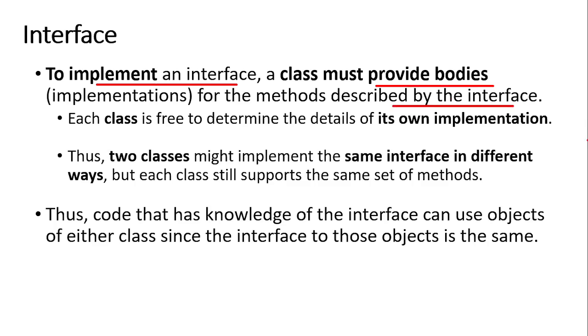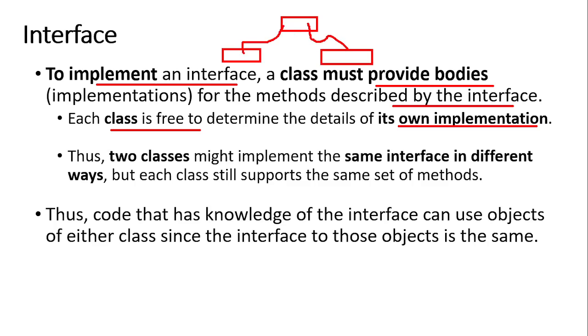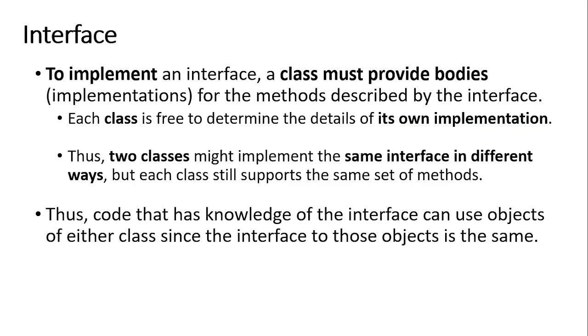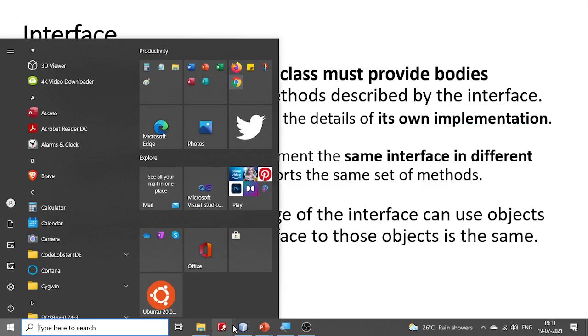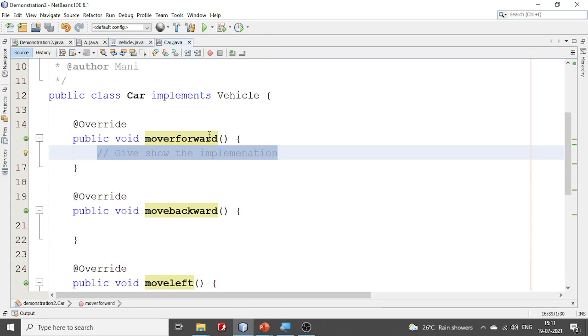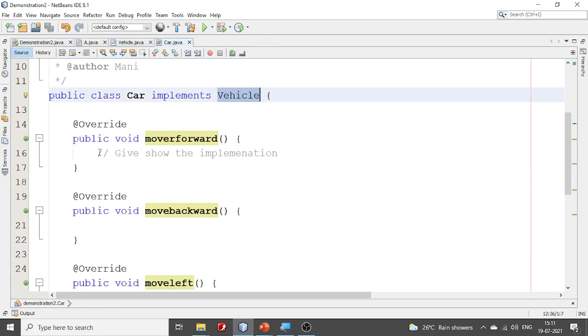Now as I told you, a class is free to provide its own implementation. For example, I created something called a vehicle. Now the car has its own implementation for moving left, moving right, and so on, and the bike has its own way of moving left, moving right, and so on. So every class that implements an interface is free to have its own method. If I create a car class here which implements the vehicle, the same method need not be there in the bike. It is not possible, you know very well.